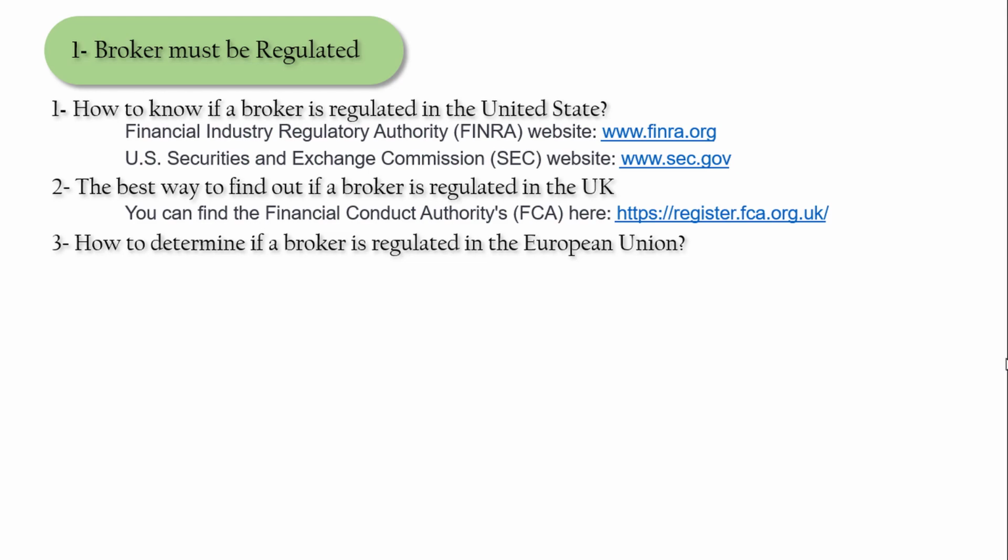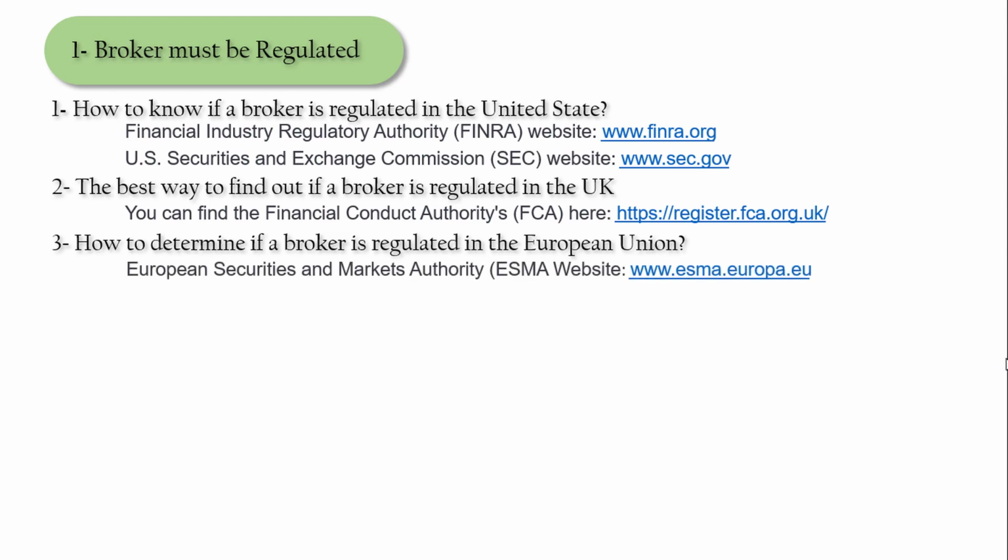Third, how to determine if a broker is regulated in the European Union. The best way to find out if a broker is regulated in the European Union is to check the European Securities and Markets Authority (ESMA) register. The ESMA regulates all financial services companies in the European Union and provides a searchable online register that you can use to check if a particular broker is regulated. You can find the ESMA register here. And also I have mentioned all these website links in the comments below, so you can click there and directly visit their websites.